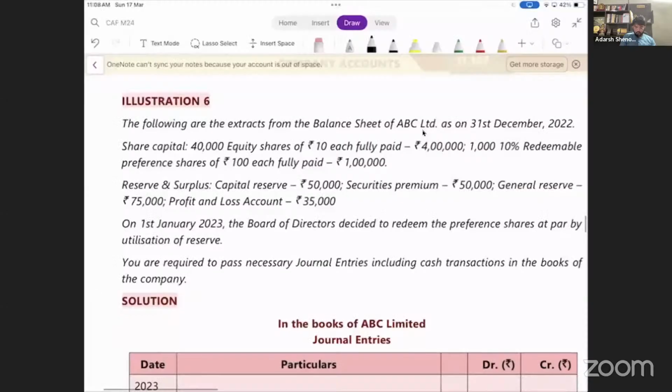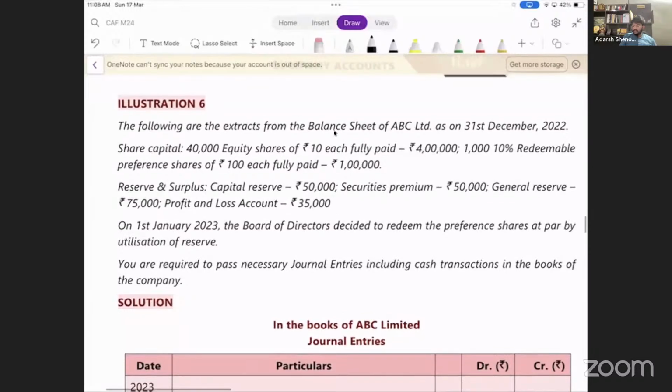So before the break, we were discussing redemption of preferences. We already finished a couple of problems from the ICA material as well. Both of those questions were based on issue of fresh shares, right? Fresh issue of shares was made in both of the cases. So now let's discuss, we'll take one more question. Illustration 6.